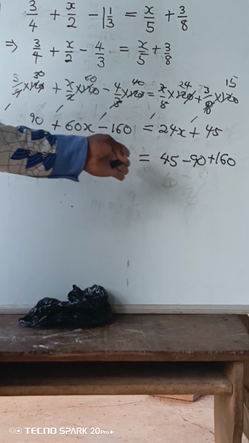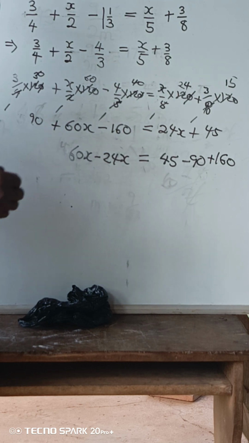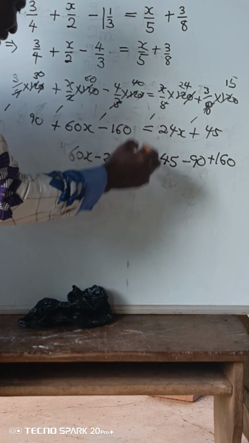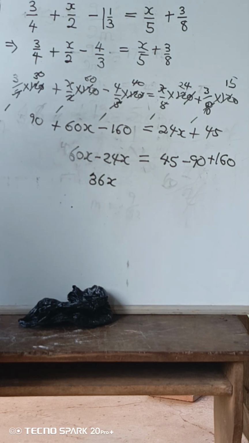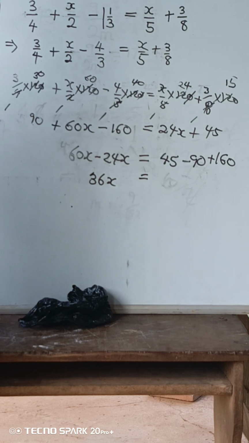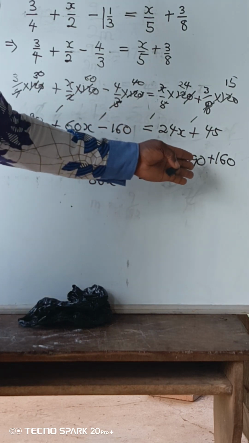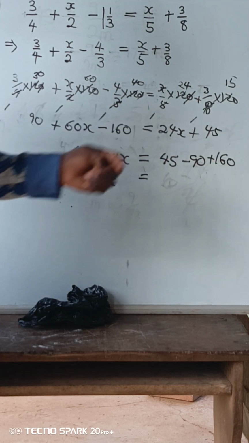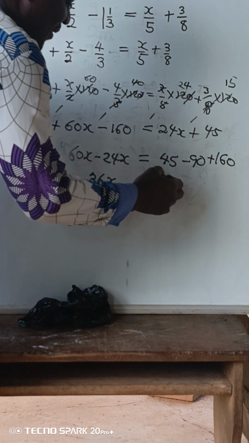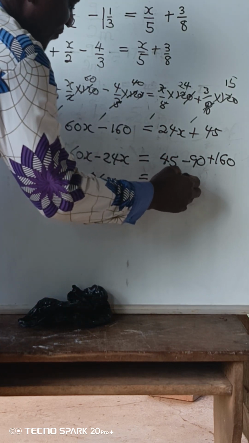So at this level, you just get the total of this. And this will be 36x, right? And when you get the total of that, what do you think you get? Even if you take 90 from 160, you are going to get 70, added to this, and you are going to get 115.